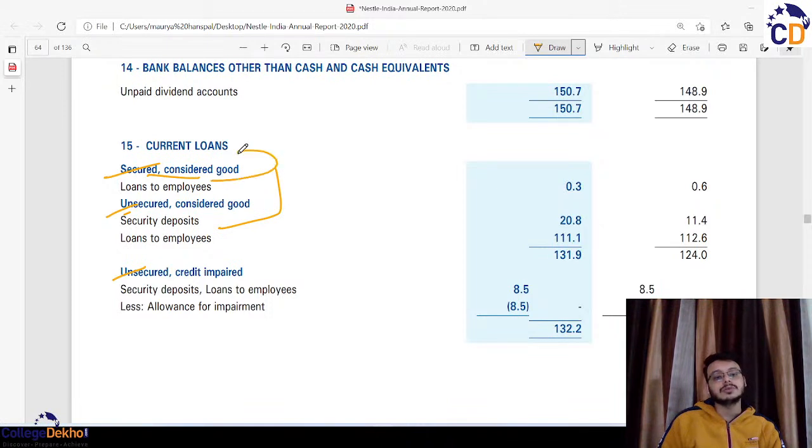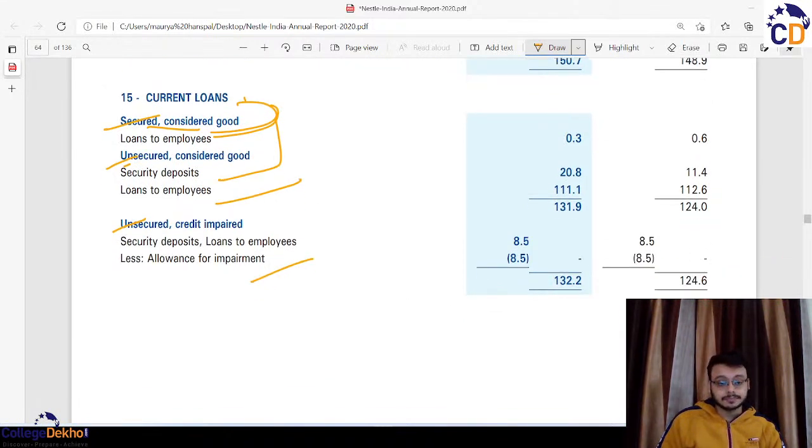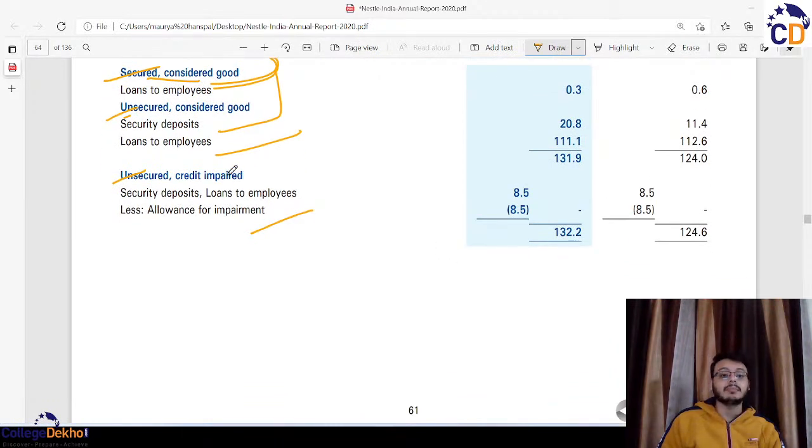मतलब इन लोन्स के पीछे कोई एसेट नहीं होगा, अगर लोन पे ऑफ नहीं करा, ठीक है, तो कंपनी के पीछे कोई उसकी प्लांट मशीनरी नहीं होगी, मतलब कि प्लांट मशीनरी को बेच के पैसे कमा लिए, राइट. Unsecured, the credit impaired is basically allowance for impairment, मतलब कि क्रेडिट दिया था बट पैसा नहीं आया.